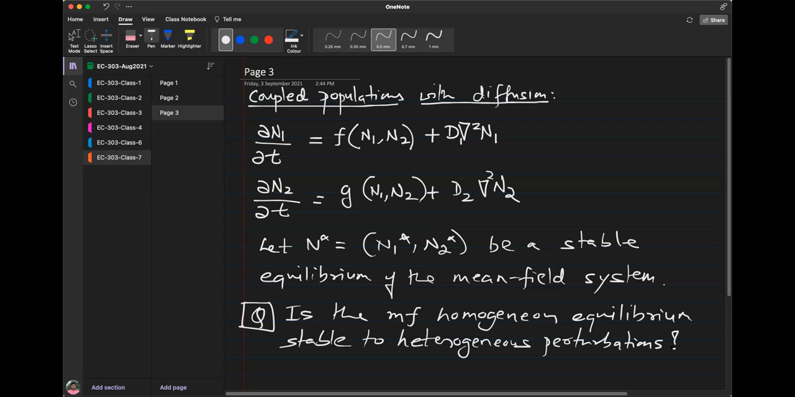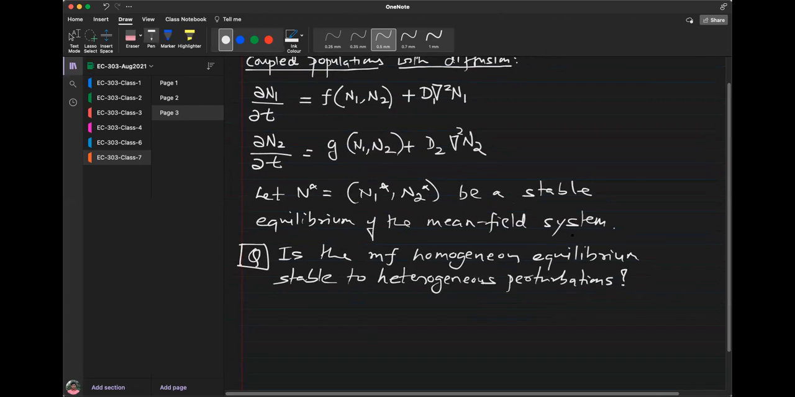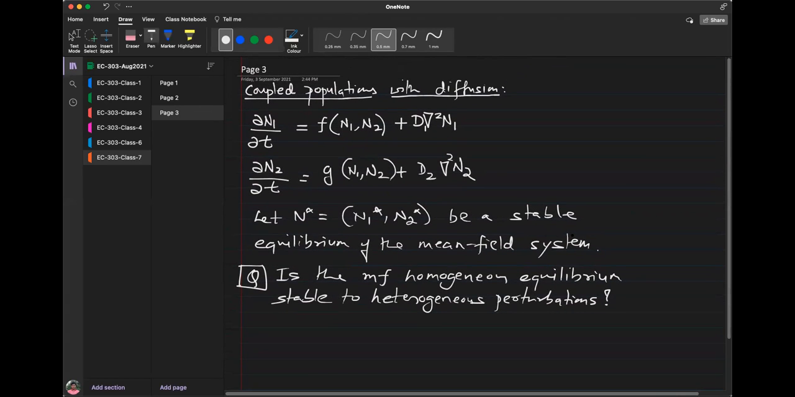If we show that, then we can conclude that the same equilibrium is not only an equilibrium, but also stable for the reaction diffusion equation. Is the question well posed? Is the question clear to everyone? Of course, I have skipped a whole bunch of intuitive steps here.